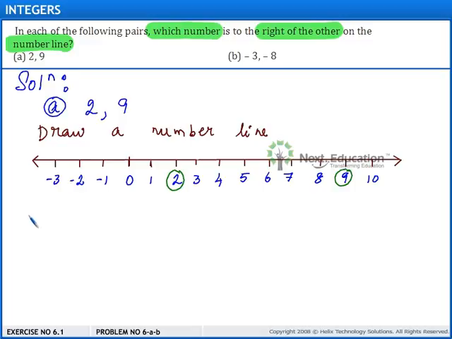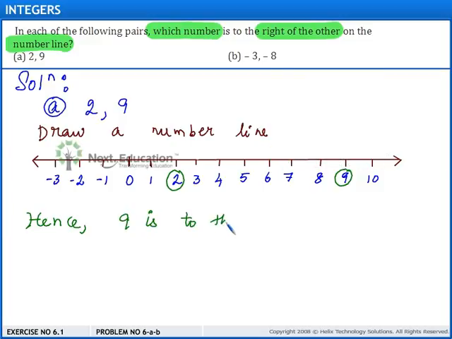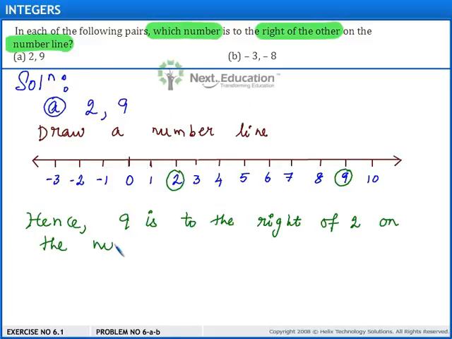Let us write it down. Hence, 9 is to the right of 2 on the number line. This completes the solution of part A.